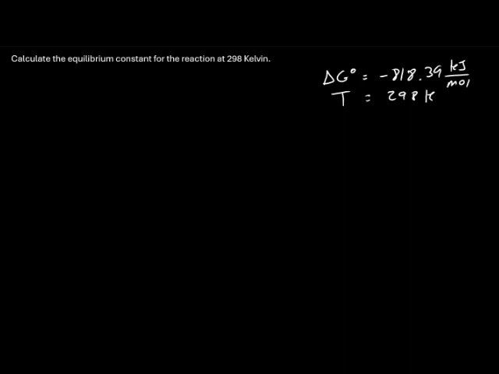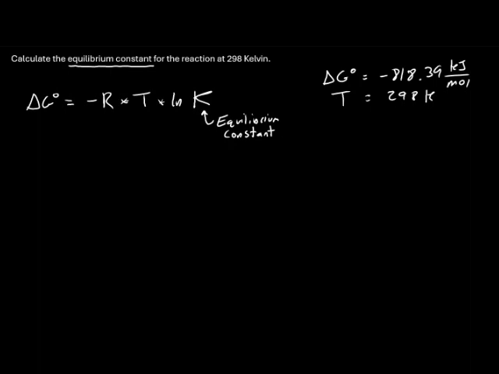We can take the math one step further and calculate the equilibrium constant for that reaction. The equation we use to find the equilibrium constant is as follows. Delta G standard equals negative R times T times natural log of uppercase K. Now, don't confuse this uppercase K with Kelvin. Uppercase K in this equation means equilibrium constant.